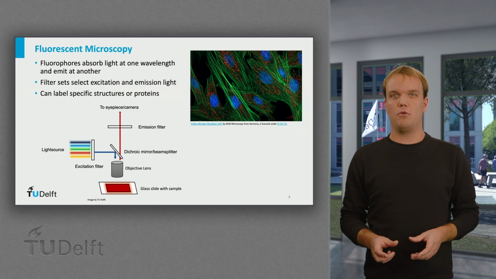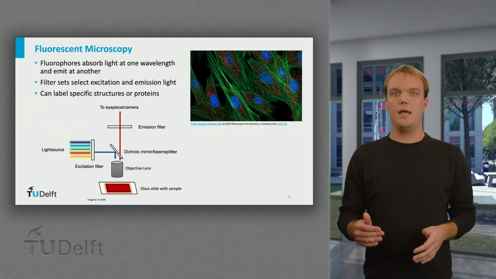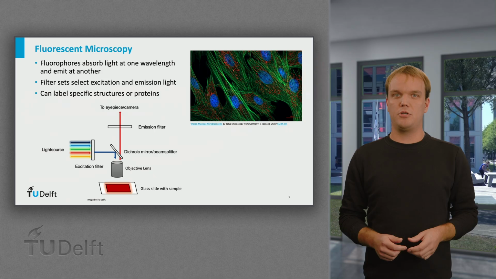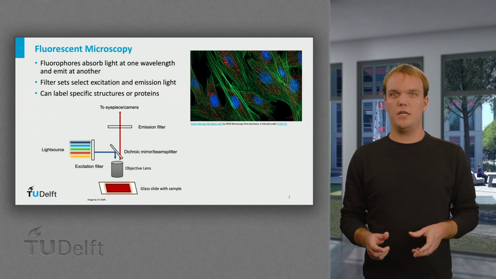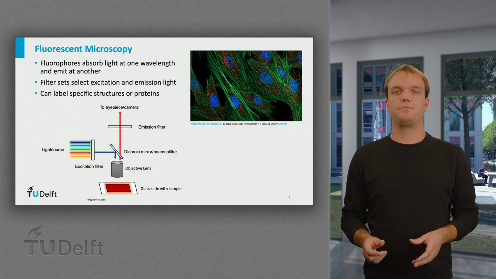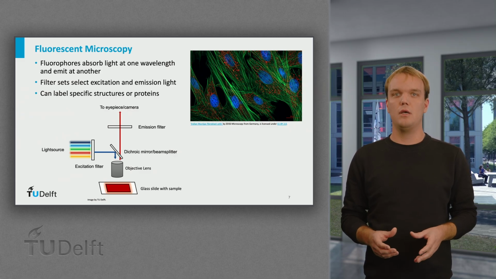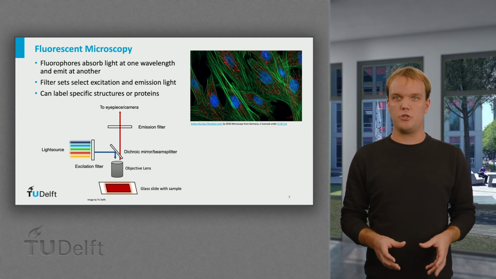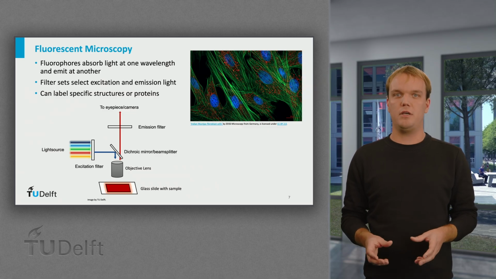Beyond bright field and phase contrast, a powerful approach is fluorescent microscopy. Fluorophores are molecules that absorb light at one wavelength and emit it at another, typically a longer wavelength. Special filter sets control which wavelengths reach the sample and which wavelengths are captured by the camera or the observer. With fluorescent microscopy, we can label specific structures, proteins, or even specific microbial groups. This makes it possible to visualize phenomena that are invisible in traditional light microscopy.